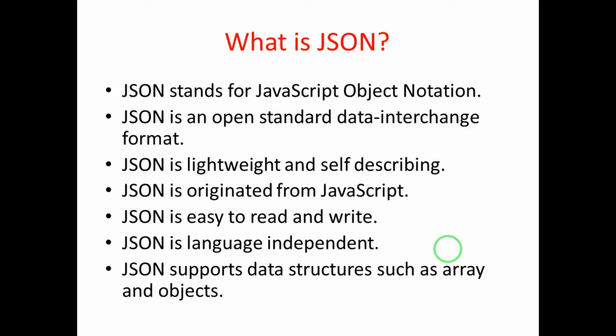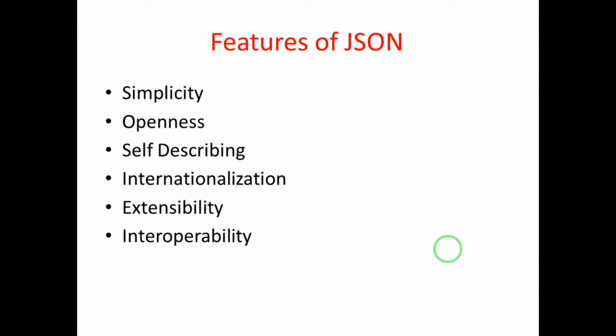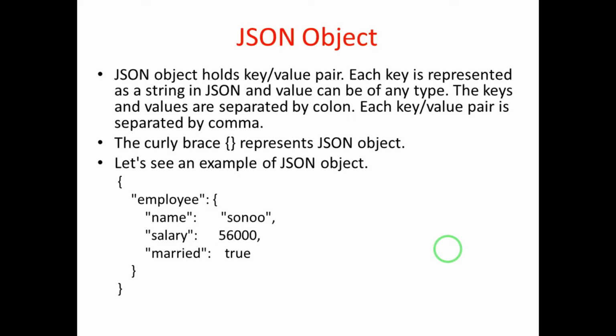The basic data structures which we use in JSON are arrays and objects. The main key features of JSON are that it is very simple, open source, and self-describing. It is internationalized, meaning it is acceptable globally across computer technology. It is extensible, anytime we can increase or decrease. Interoperability means it is language independent and platform independent, so anywhere, everywhere you can use it, just like Java.